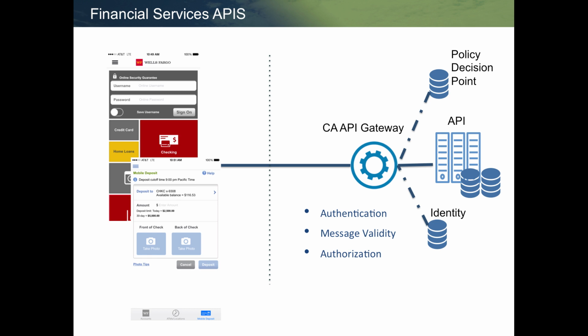So I logged in, I clicked on mobile deposit. It came in, hit the API for mobile deposit. The gateway, after it authenticated me, went ahead to a policy decision point or an authorization server and queried it for what this user or this identity can do on this given API. And so when it shows me back my accounts, it shows me back my thresholds that are associated with that.